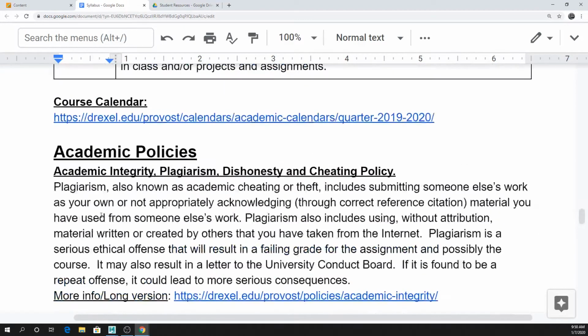Let's see here. Course calendar if you need it. I'll let you know if there's any holidays that would mandate us missing class. I don't think that's a thing for you guys this quarter. But the dates of when you can add and drop courses and withdraw and all that stuff are also listed here.